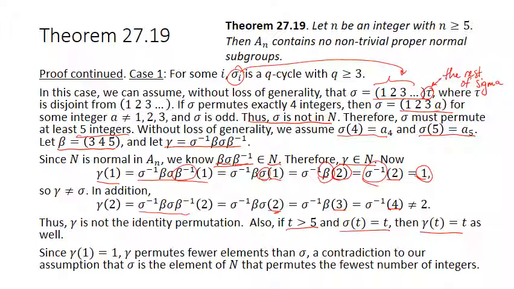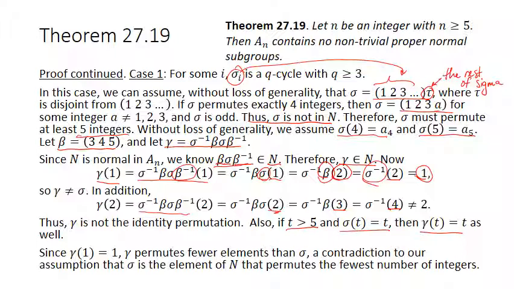So why is that? That's because gamma is defined as sigma inverse beta sigma beta inverse. By saying that t is greater than or equal to 5, or just greater than 5, that means that beta does not move t. And if sigma doesn't move t as well, then neither beta nor sigma moves t. Then gamma is composed of sigma inverse beta sigma beta inverse, so gamma would also not move t. So that would mean that gamma of t would equal t as well.